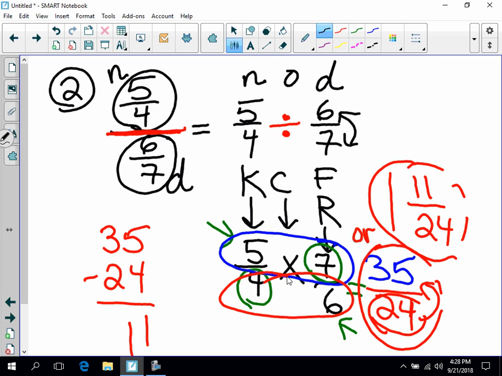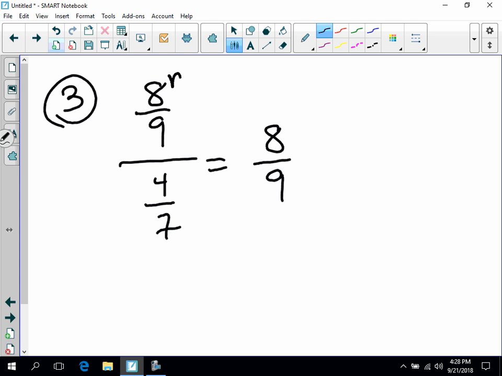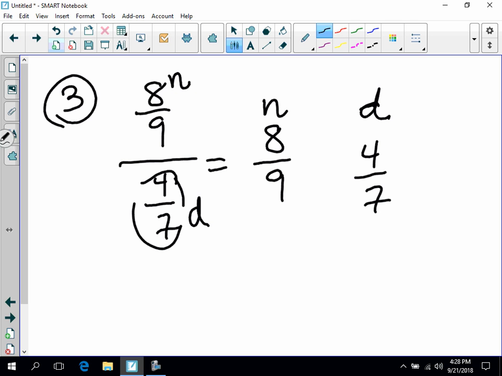Let's take a look at number 3. 8/9 divided by 4/7. Step 1, we record the numerator. So that's the numerator. We just recorded it exactly as it was written. Next, we record the denominator. The denominator is 4/7. I copy 4/7 exactly as it was written over here, below the D right here.